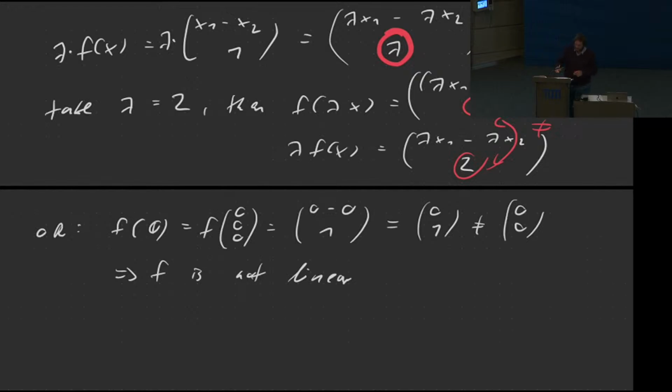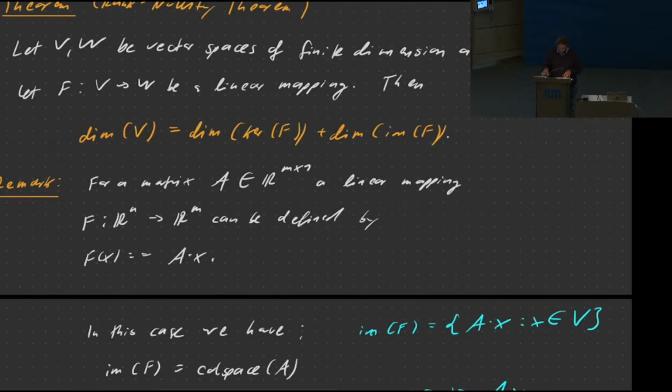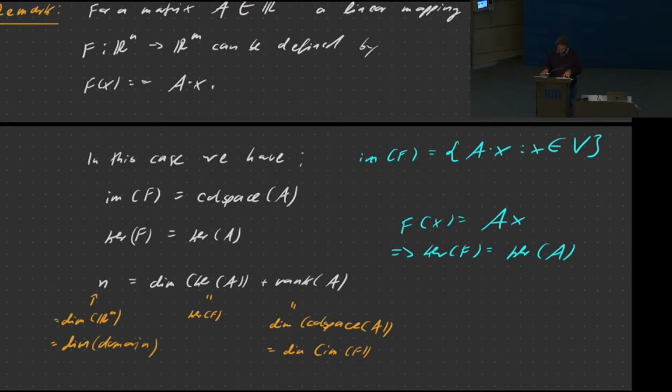All right, so much about that example here. And of course, as a function is not linear, it doesn't make sense to talk about the kernel or the image, so we'll just skip those. Back to properties.